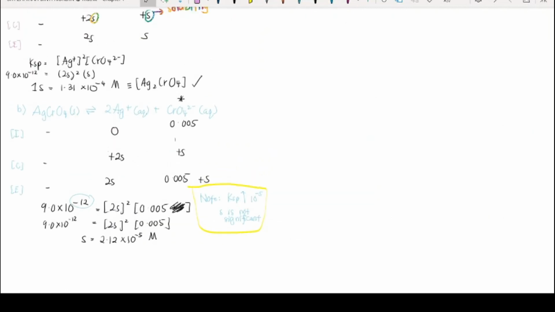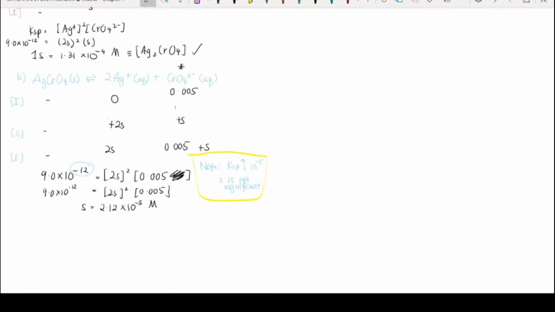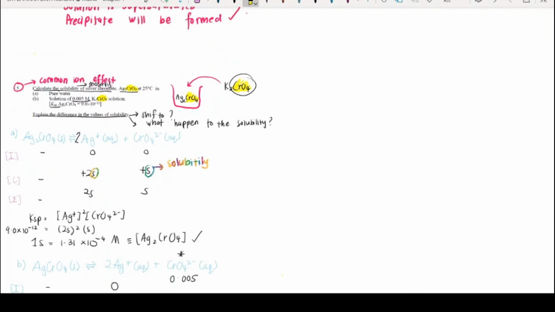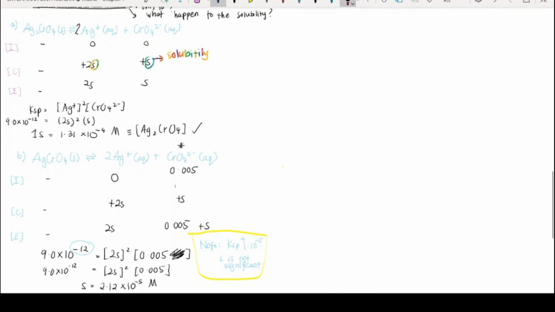So now let's compare your S value for us to find the difference in the values of solubility. So for solubility in pure water, that would be 1.31 times 10 to the power minus 4. And when in common ion effect, that would be 2.12 times 10 to the power of minus 5. So we can say that the solubility of silver chromate in the common ion effect, which is in K2CrO4, is lower than in water.